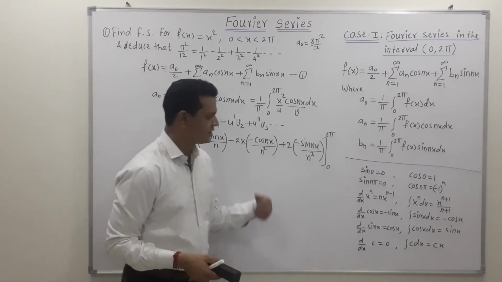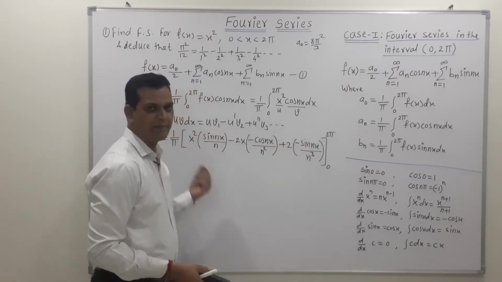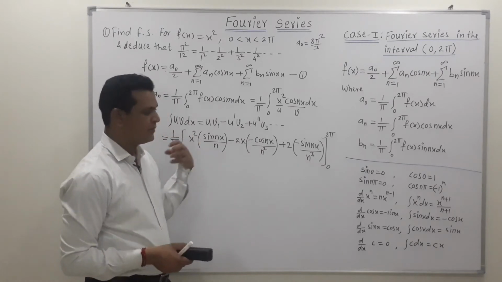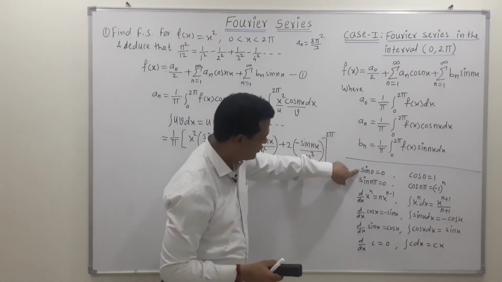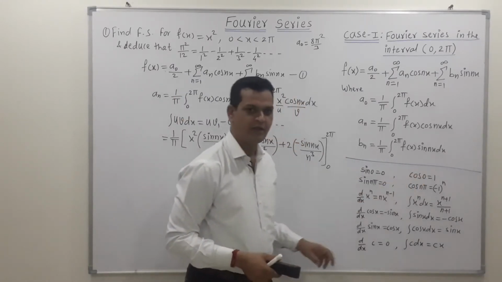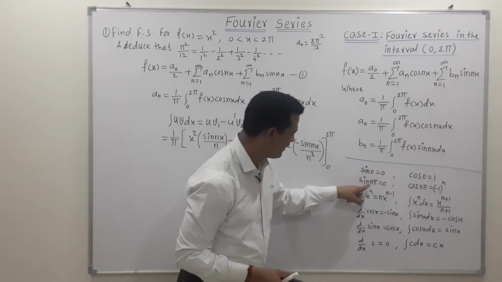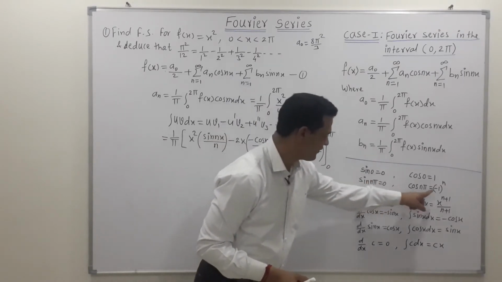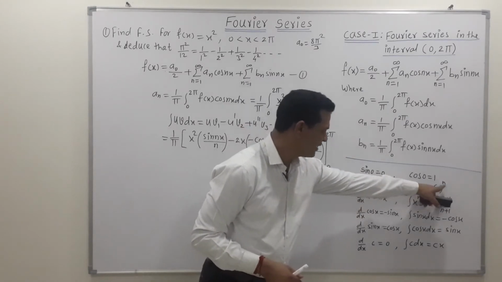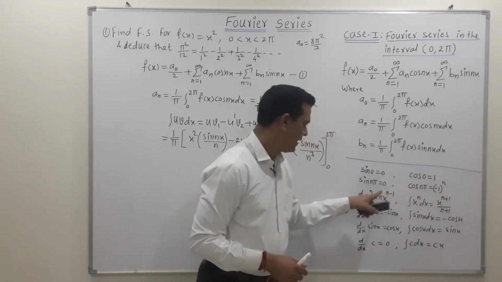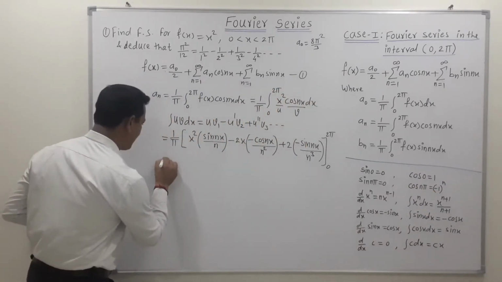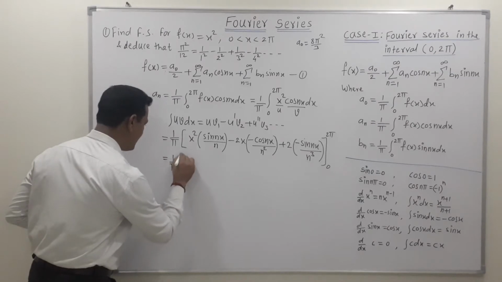So now this is the step. Now the next step is to put the value of the upper limit and the value of the lower limit. Friends, don't put the actual value. While putting the value of upper limit and lower limit, consider that the value of sine of 0 is 0 and that of cos of 0 is 1, whereas the value of sine of n pi is 0 and cos of n pi is minus 1 raised to n. So if the value of n is even, then this is 1, and for odd this term is minus. So according to that formula, we can write this as 1 upon pi.